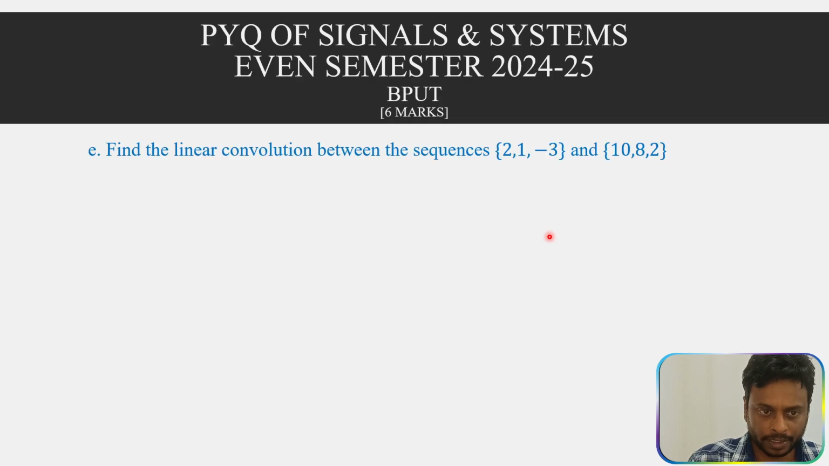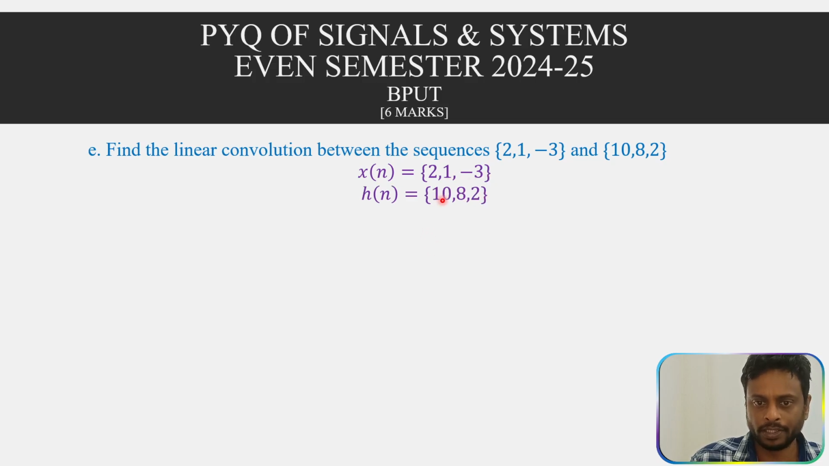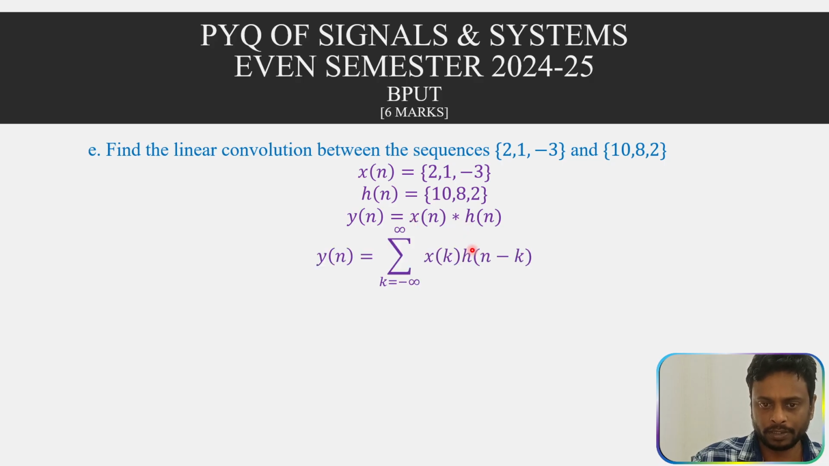So this is the question. That is to find the linear convolution between the two sequences, that is 2, 1, minus 3 and 10, 8, 2. So x of n equal to 2, 1 and minus 3. Similarly, h of n equal to 10, 8 and 2. So this is the convolution, that is y of n. That will be x of n convolution h of n. So this is the formula.